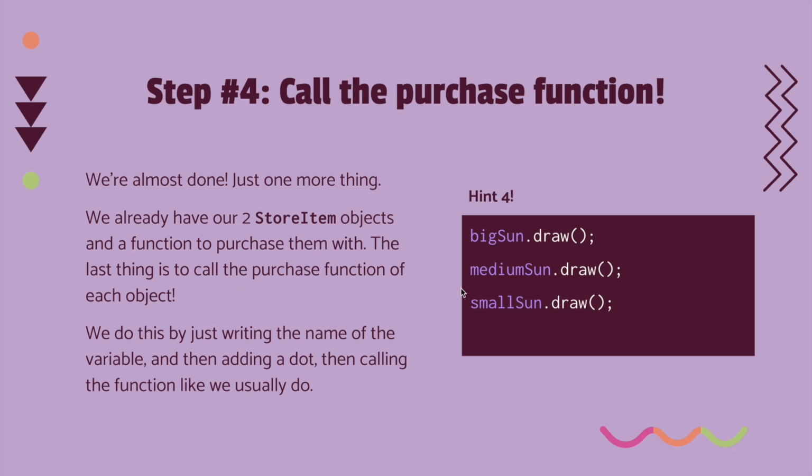We do this by calling the name of the variable, whatever you name them, and then adding a dot and the name of the function, like we always do. And then make sure you're adding the parentheses since you are calling a function. Go ahead, pause the video, add this, and then we will move on to the next part.